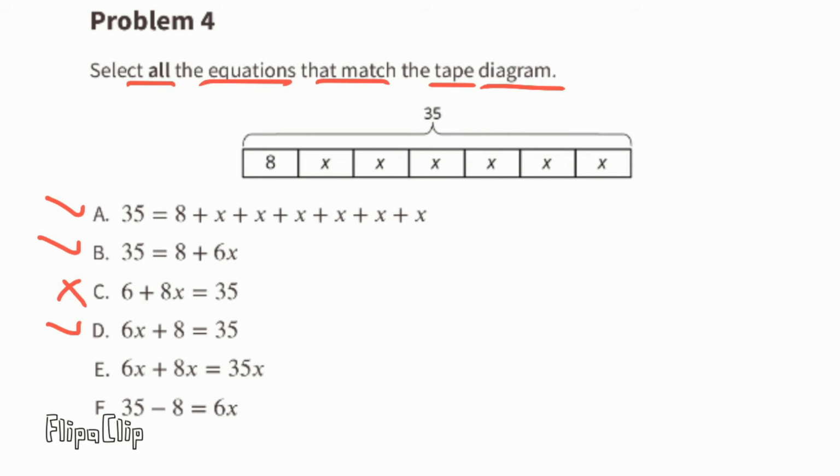E. 6x plus 8x equals 35x. This is incorrect. First of all, the tape diagram doesn't equal 35x, it equals 35. And 8x is not the same as 8. F. 35 minus 8 equals 6x. This is a perfect match because if you subtract 8 from 35, what you'll have left over is 6x. The equations that match the tape diagram are A, B, D, and F.